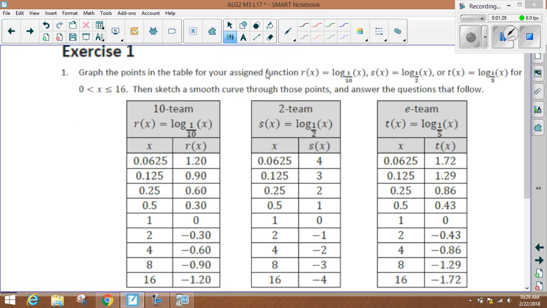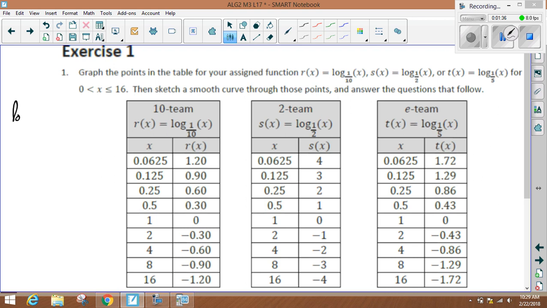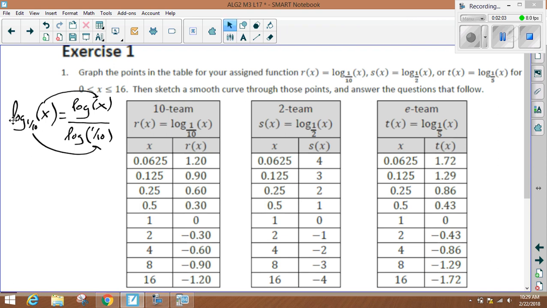Remember, to change the base of a logarithm, we can say that log base 1/10 of x is going to be log base 10 of x, this one goes on top, over log base 10 of 1/10, that one goes on bottom. That is how you change the base of a logarithm. So we changed that from log base 1/10 to log base 10. Let's put that in here.